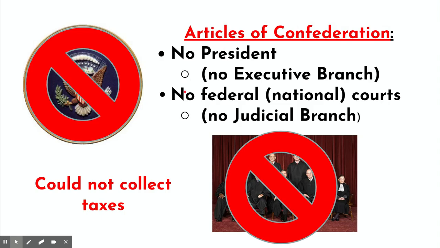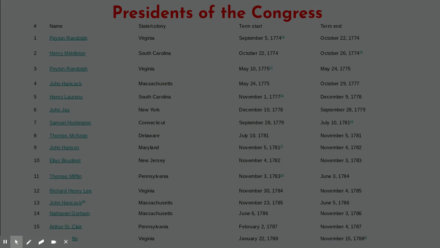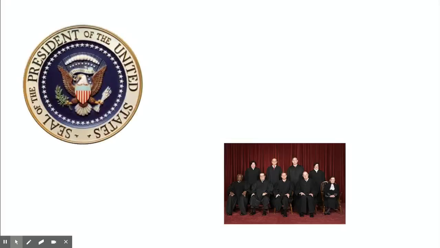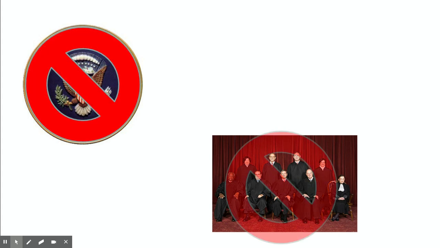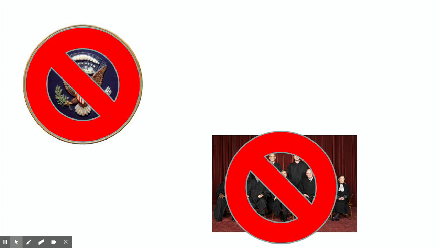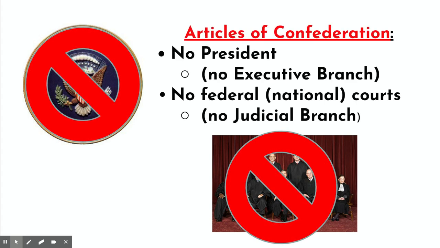Just going back up here, things to know. The national government was so weak under the Articles of Confederation. Why was it so weak? President and Supreme Court are now important parts of our government, but those did not exist under the Articles of Confederation. No president, no federal or national court system. And a big one here: if you're going to do something as a government, you need money, and to get money, you need taxes. They could not collect taxes, so they had no money, so they had no power, so they were weak. That's really all you need to know.